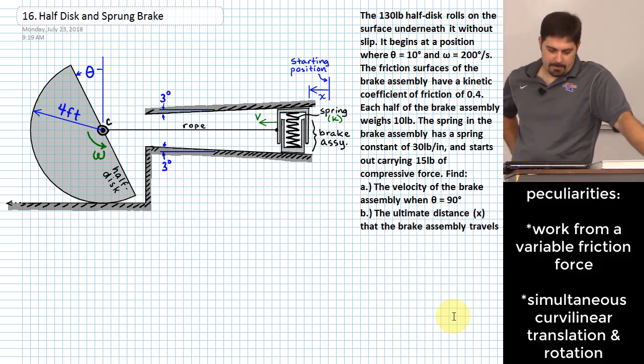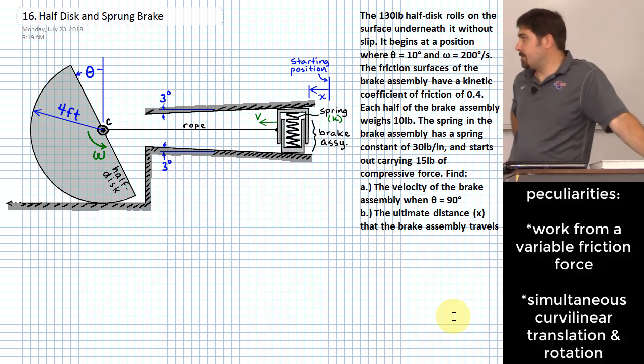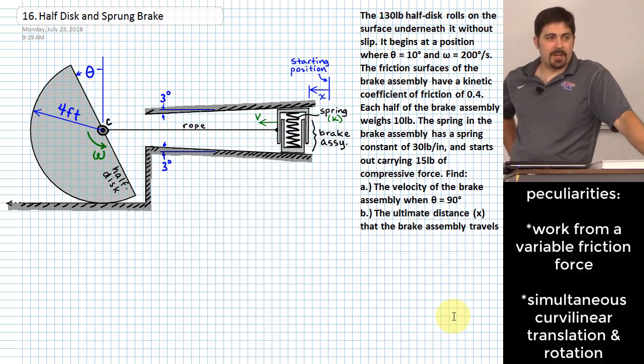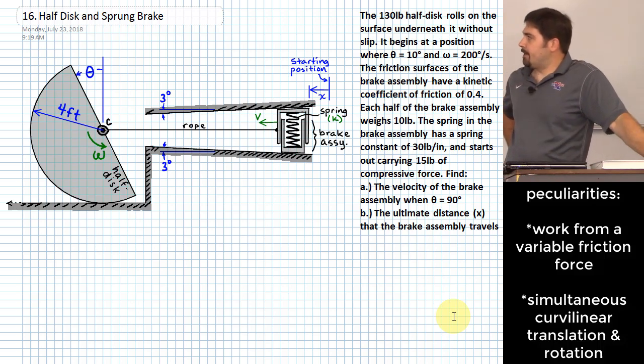All right, so these are some interesting things. What else here? It has a spring built into it. It has gravity that we've got to take into account, and so it's got a lot of different pieces that show some of the breadth and depth of what we can do with this method. So we'll start by describing the problem.